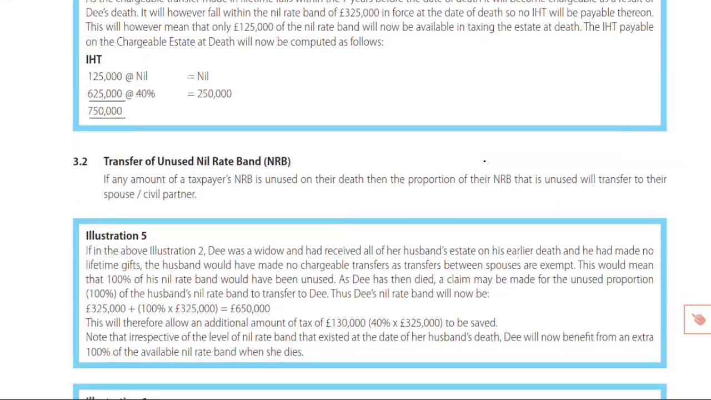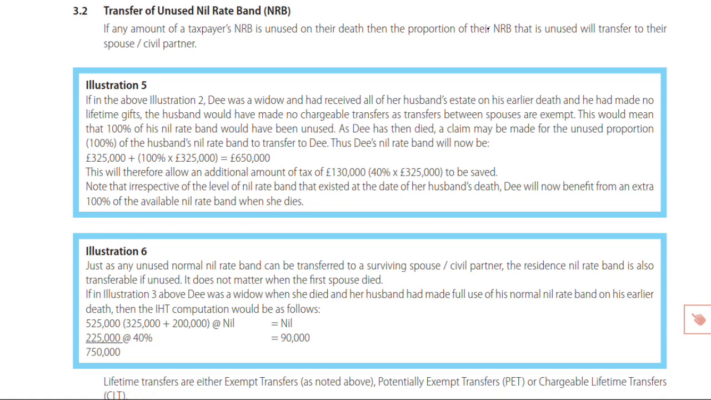So go back to page 141, and what we have is the potential to transfer on the death of one spouse or civil partner any unused nil rate band, any proportion of their nil rate band that is unused, across to the surviving spouse. Now this of course could be of significant advantage.